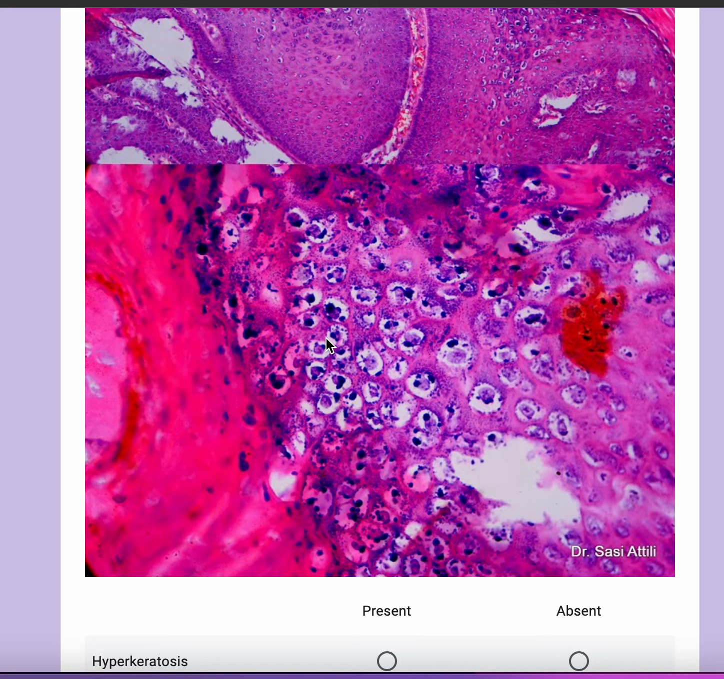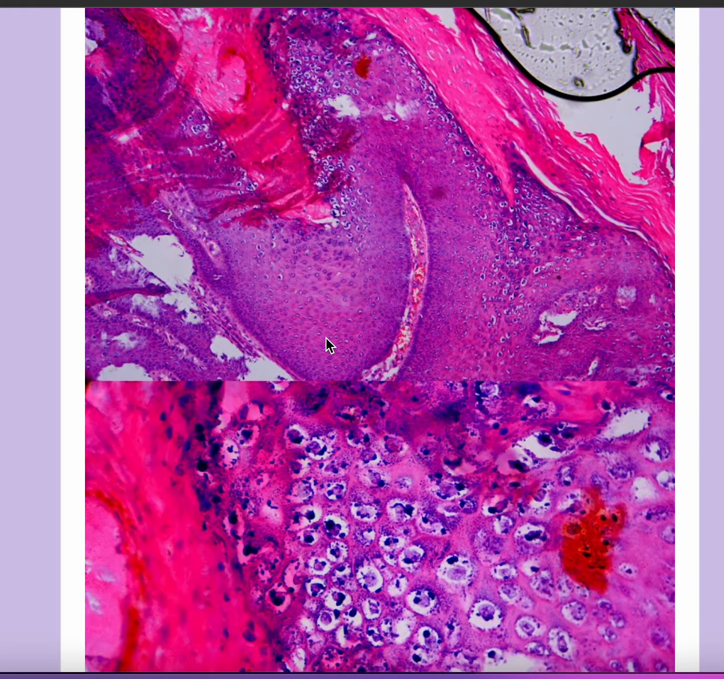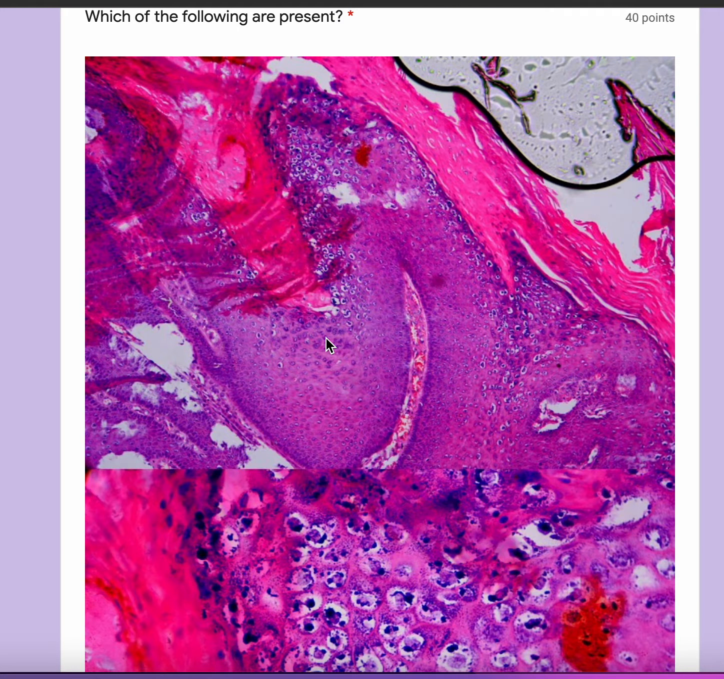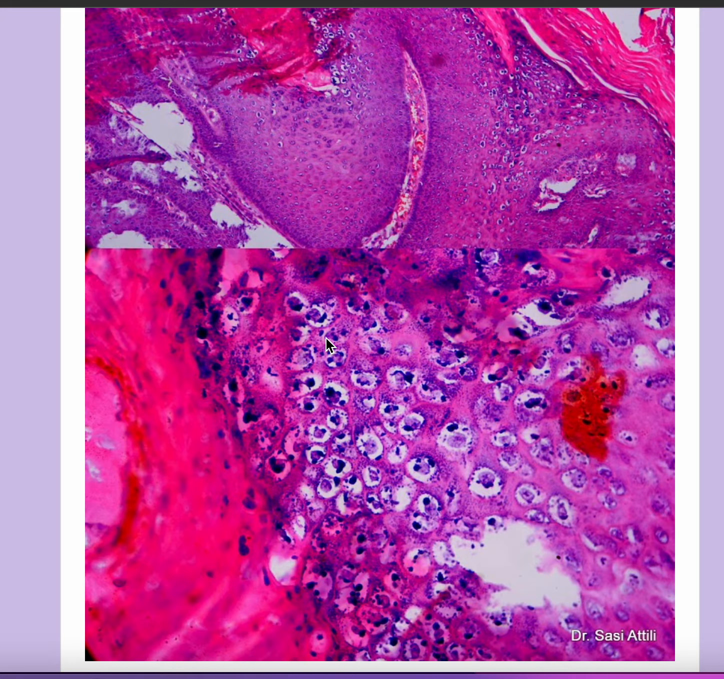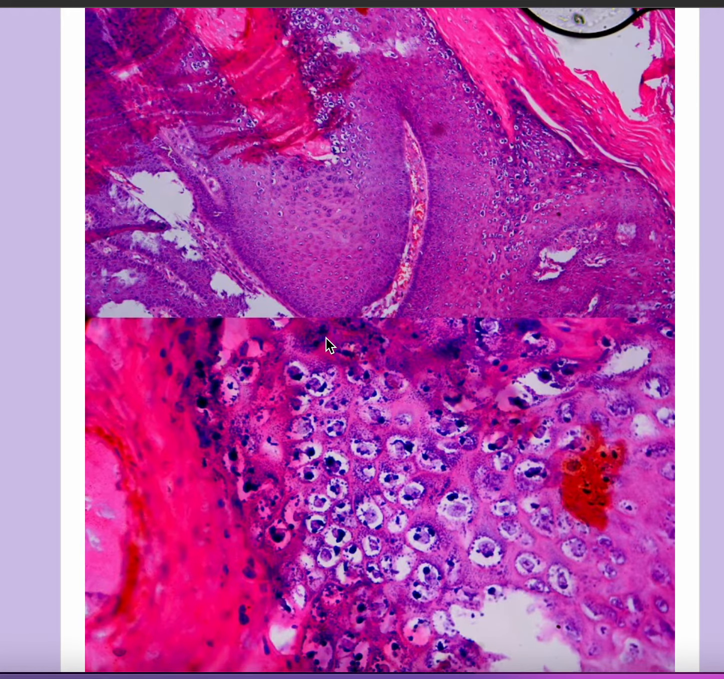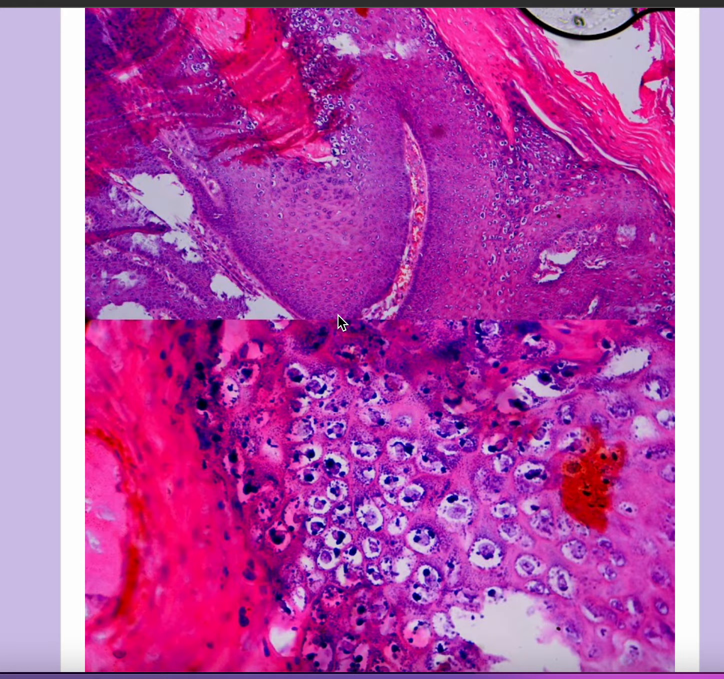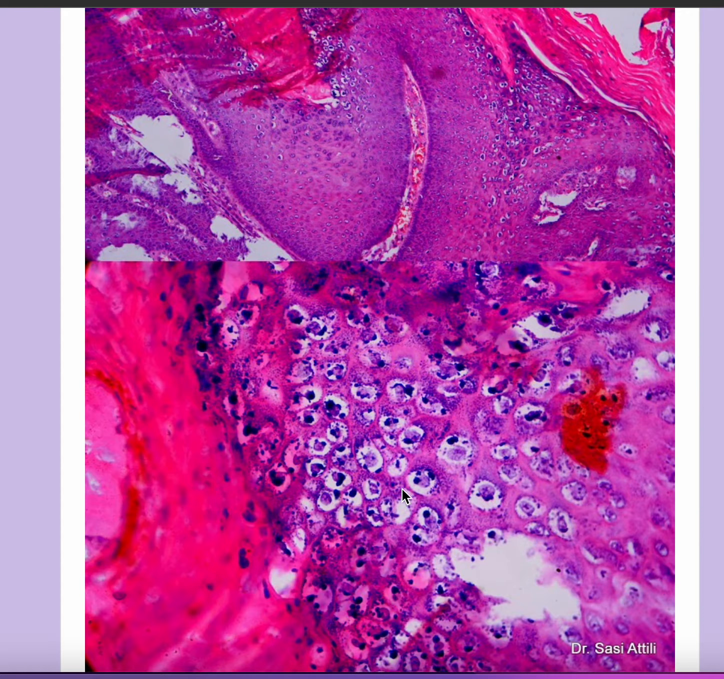Now, there are no corps ronds and grains, and we did discuss corps ronds and grains in the last quiz. There are no corps ronds or grains. These are just koilocytes. There is no atypia. The cells seem to be maturing really well from the bottom to the top. There is no dysplasia. There are no mitoses. All these are simply koilocytes. These are not abnormal mitotic figures.